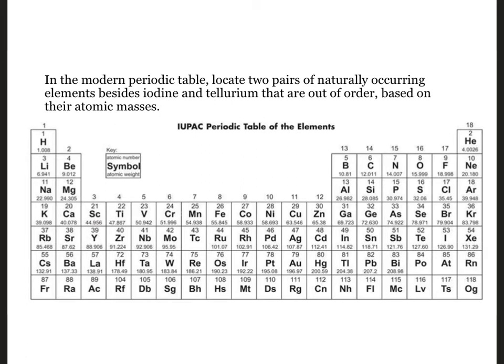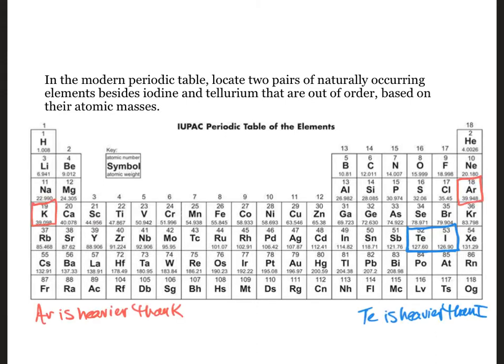There are two other pairs of elements that are out of place according to atomic mass. Can you find them? Pause the video to look. The first pair consists of argon and potassium. The second pair is cobalt and nickel.